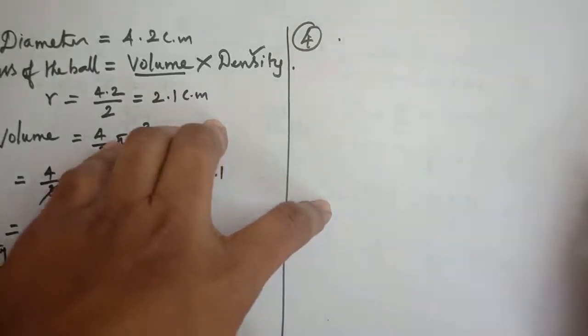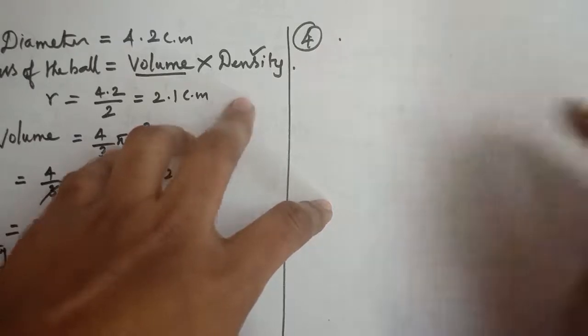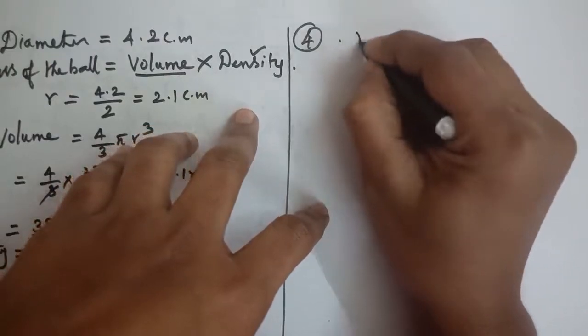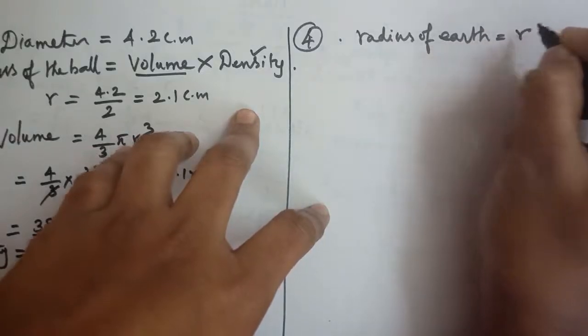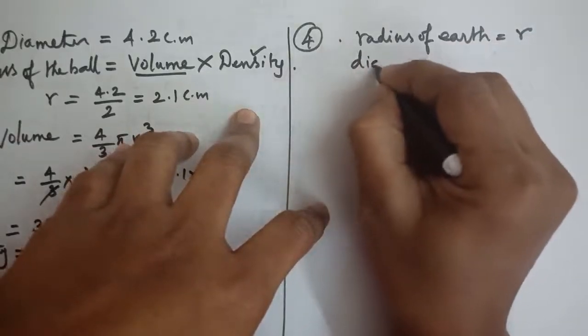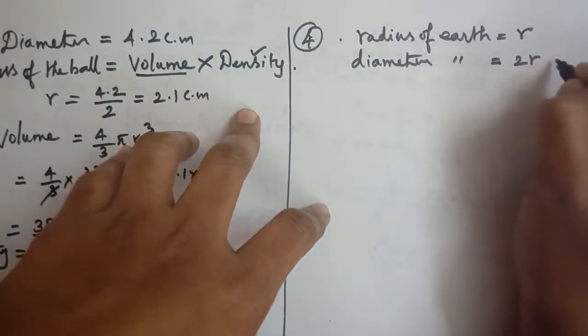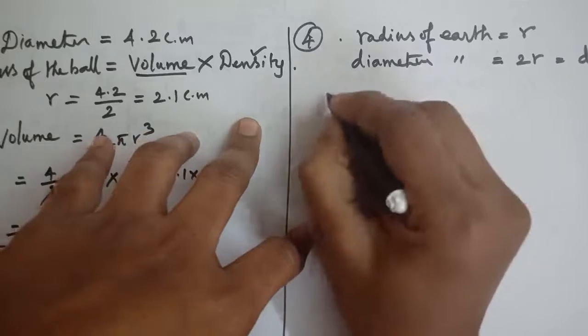The diameter of the moon is approximately 1/4 of the diameter of the earth. What fraction of the volume of the earth is the volume of the moon? Okay, students, listen. Here diameter is given. So first we should take the radius of earth. Radius of earth is equal to r. Then diameter of earth is equal to 2r, or otherwise d. Is it clear?